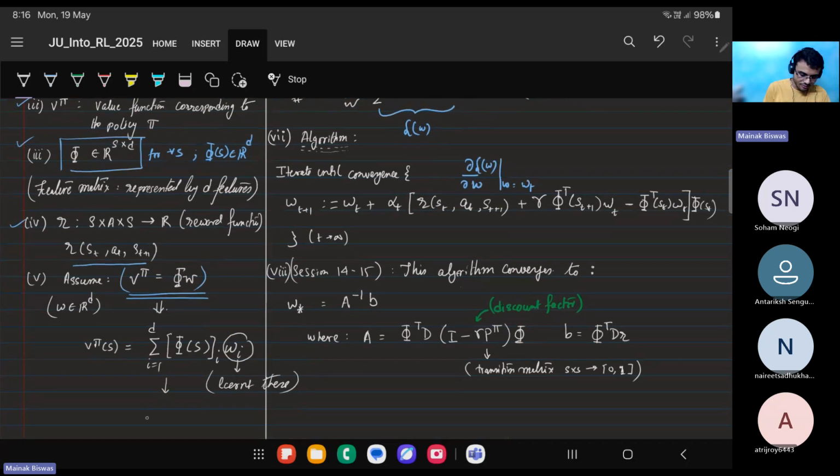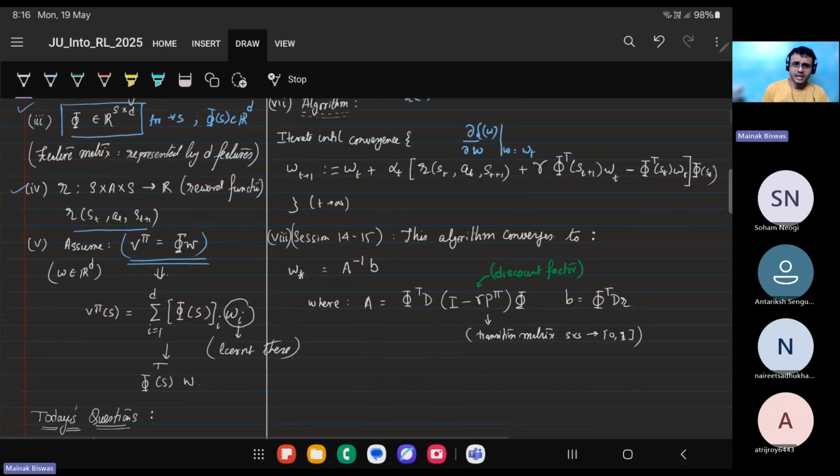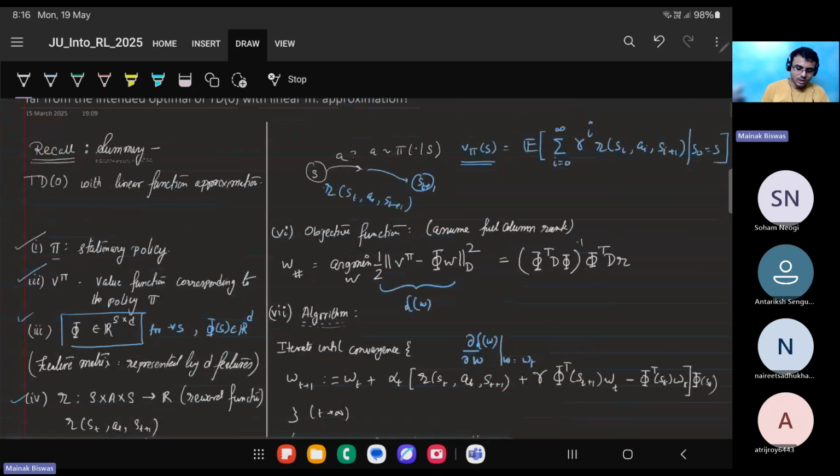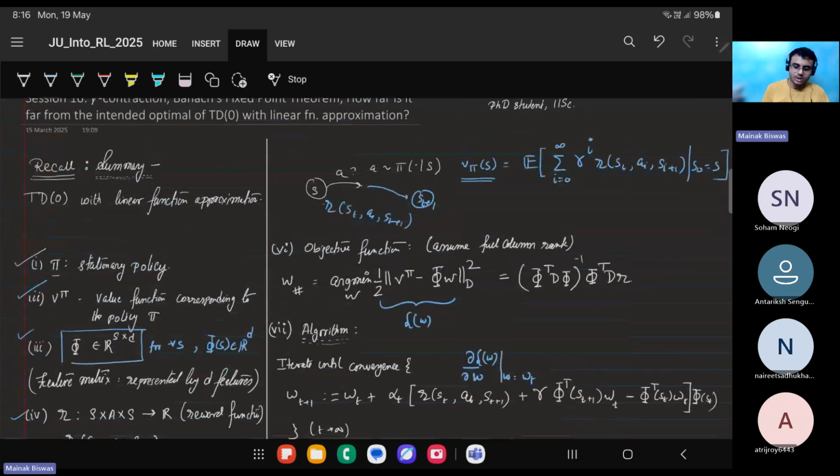So this is basically nothing but phi of S transpose W. Correct? And then we went to linear function approximation. How were we learning W? You remember? We said that we will minimize the D norm. What is the D norm? We know the L2 norm, right? X transpose X is the L2 norm. What is the norm induced by a diagonal matrix D? Do you remember? This is V pi minus phi W, transpose, times D, times V pi minus phi W.